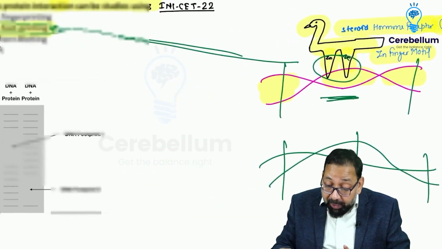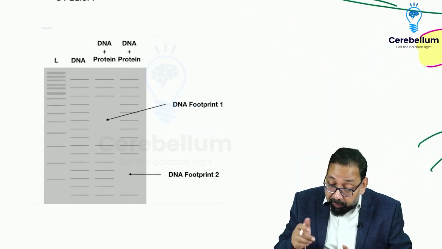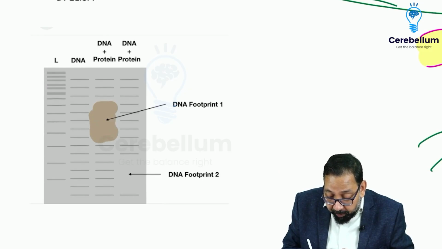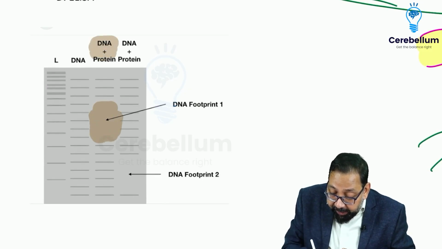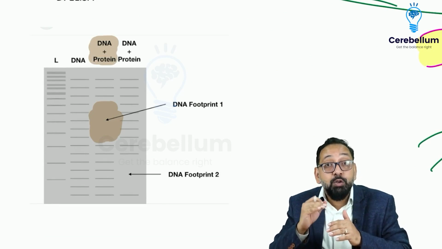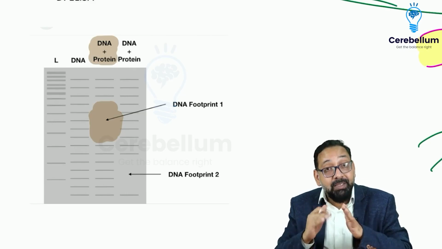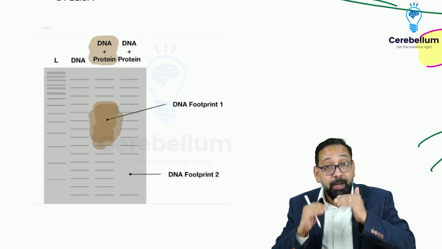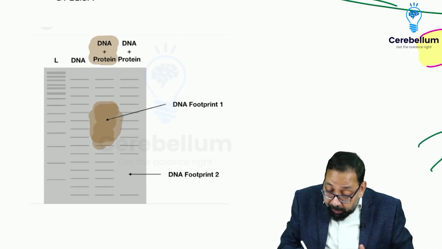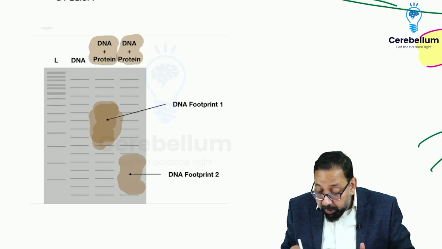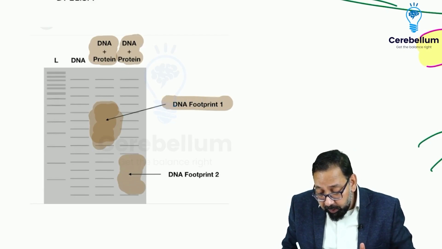So if we do electrophoresis and we find that there is a gap, this is a gap, meaning no fragment, it means DNA and protein are interacting. Due to this protein, nuclease was not able to cut at this site. That's why this is a DNA footprint, no fragment here. In the same way, DNA-protein interaction is there, so fragments are not produced here. So this is DNA footprint 1, DNA footprint 2.